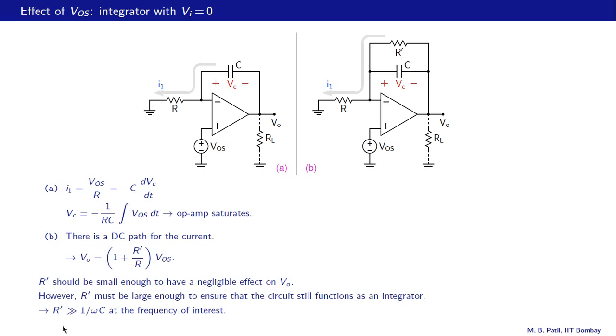So what does it mean in terms of frequency domain? We want the impedance of R prime to be much larger than the impedance of the capacitor, which is 1 over omega C in magnitude. So at the frequency of interest, we would like to satisfy this condition, R prime much greater than 1 over omega C. If we do that, then this circuit B will do our job. The op amp will not saturate, and what we will see is a DC shift at the output given by this voltage here.